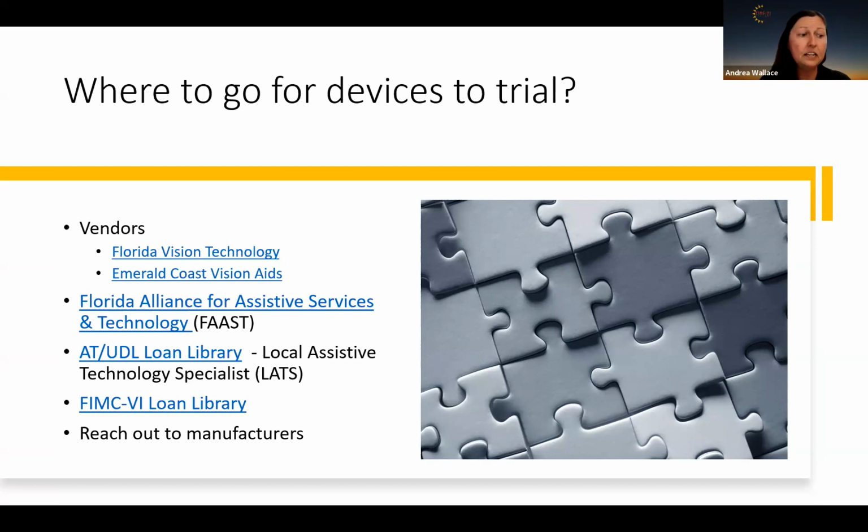And then there's the AT-UDL loan library, which is available through another Florida discretionary project, the TLC project. And you have to work with the LATs, the local assistive technology specialist, as I mentioned earlier, in order to use this library. But make friends with your LATs. You may be a LAT in your district. Some TVIs are, especially in small and rural districts. So you could access the AT-UDL loan library. They have additional vision related technology on there as well.